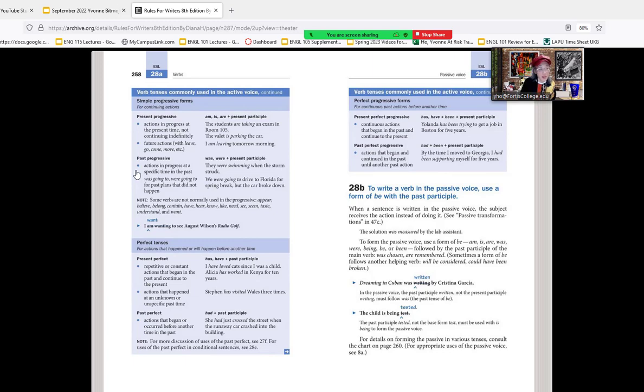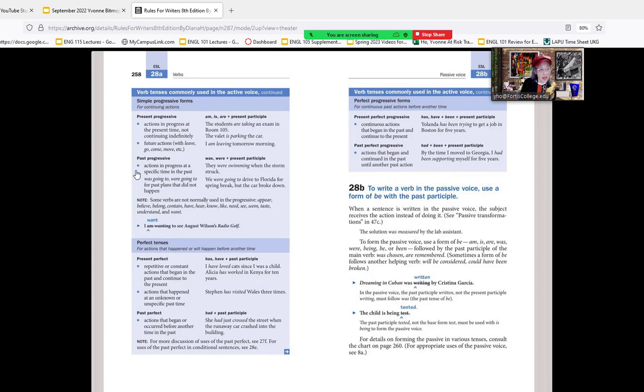Present perfect: repetitive or constant action that began in the past and continues to the present. I have loved cats since I was a child. That means I loved cats when I was a child and I still love cats today. So that's the present perfect, when you have has or have plus the past participle. Alicia has worked in Kenya for 10 years.